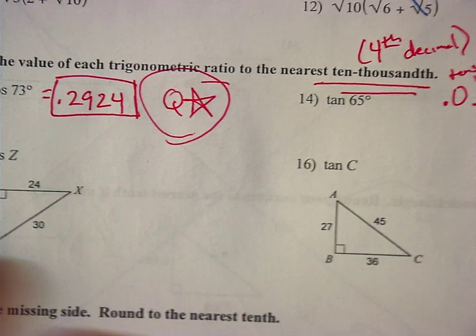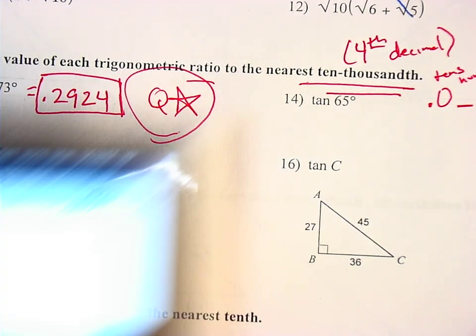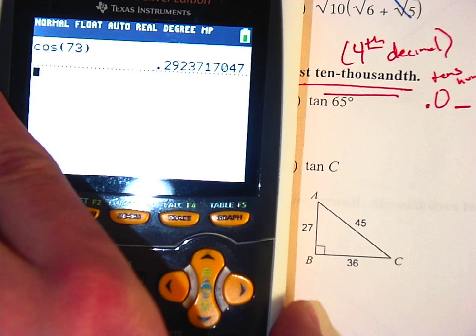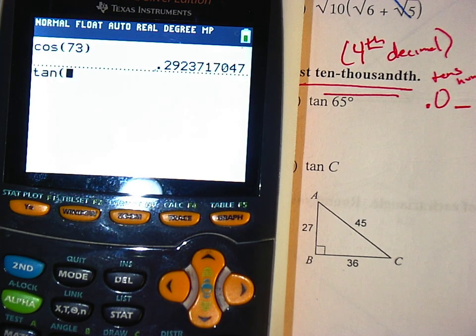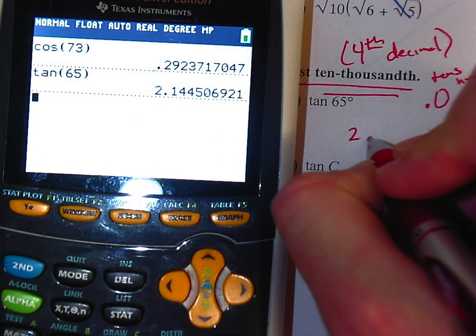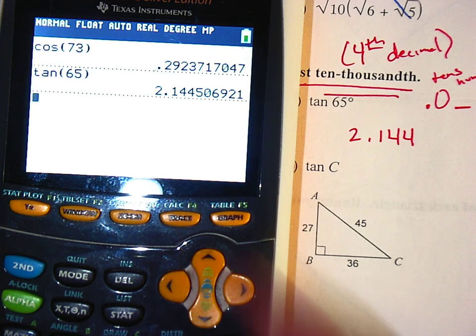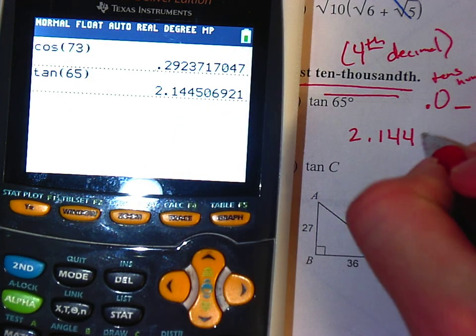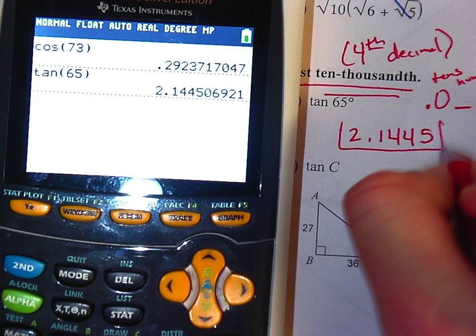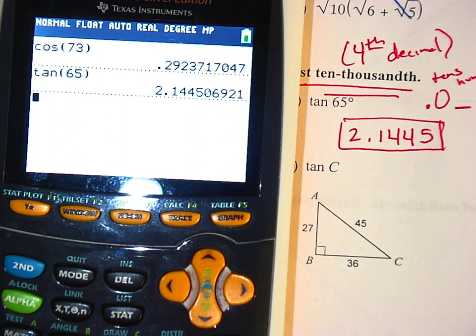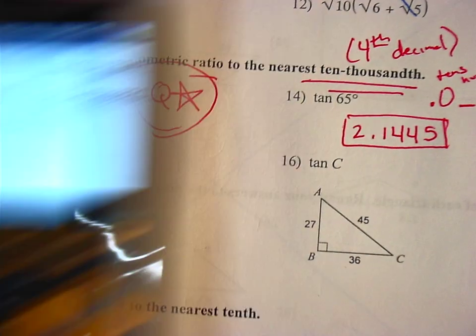And there will be one just like this on the quiz, where all you have to do is plug it into your calculator. Let's look at another one, tangent of 65. So I'm just taking my calculator and I'm plugging in tangent of 65. That's going to give me 2.1445, and that 0 is less than 5, so the 5 is going to stay the same. Alright, well, let's look at a different type.